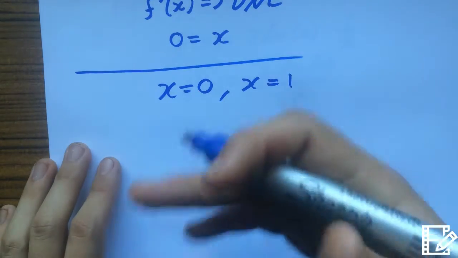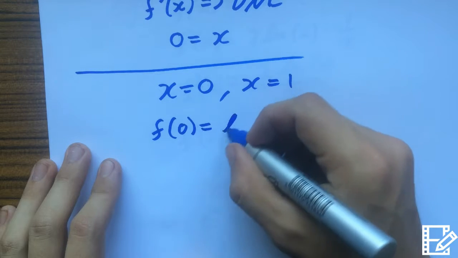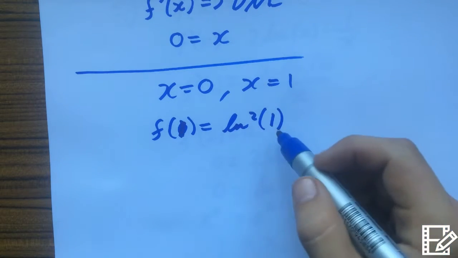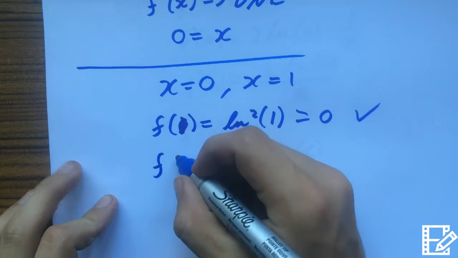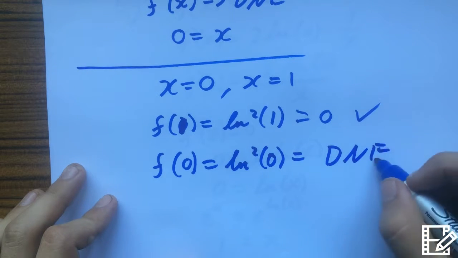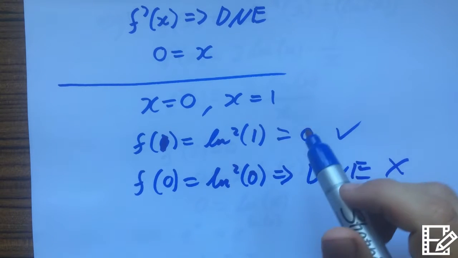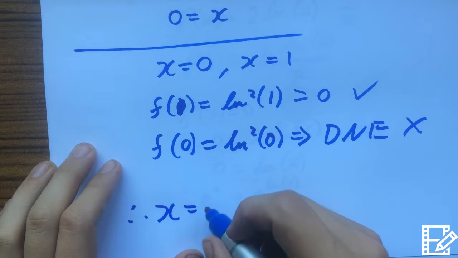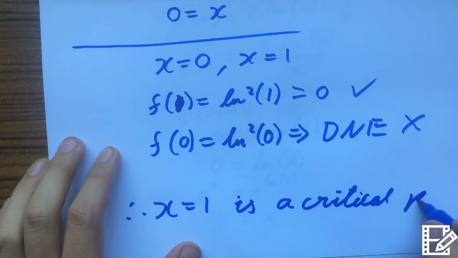So now we sub them back into the original function, and we find out if it's defined or not. We'll start with 1. The function, we sub in 1, ln squared of 1, that will equal 0. But it spits out a number, so it's defined, it's within the domain. Whereas this one, 0, we sub in 0, we get ln squared of 0, and that does not exist, which means it's not defined. So even though we had 2 critical numbers, only one of them turned out to be a critical point. And that critical point, therefore, x equals 1 is a critical point.